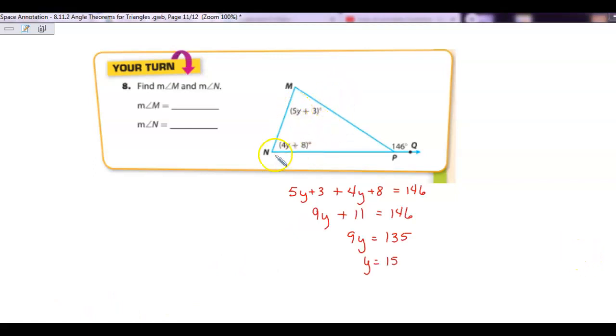Because I know that if I add the two remote interior angles together, I get my remote exterior angle. So I add the two, solve for y, and got 15. Now that I know what y is, tell me what the measure of angle m is. Okay, so I substitute 15 for y and simplify that to 78 degrees. Now find the measure of angle n. So I substituted 15 in for y and have 4 times 15 plus 8, and that equals 68. So the measure of n is 68 degrees.